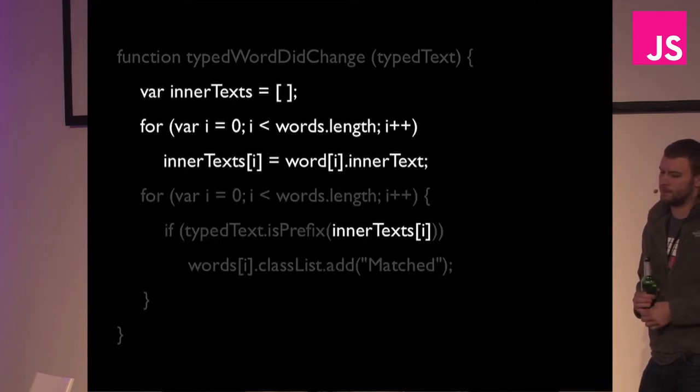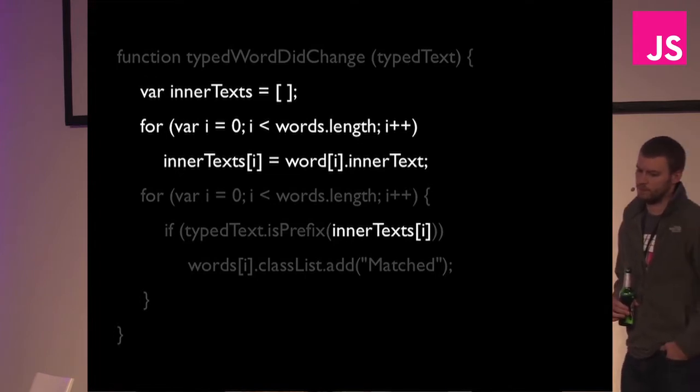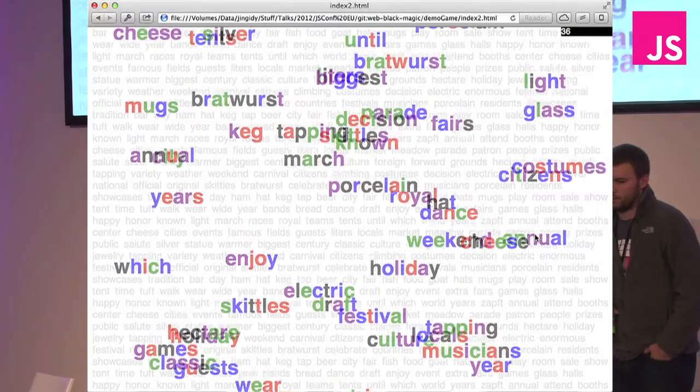So I changed my code, and now I'm running two loops. The first loop gets all of the inner text, and the second loop just accesses a local variable instead of asking for it from the element. So let's run that code.